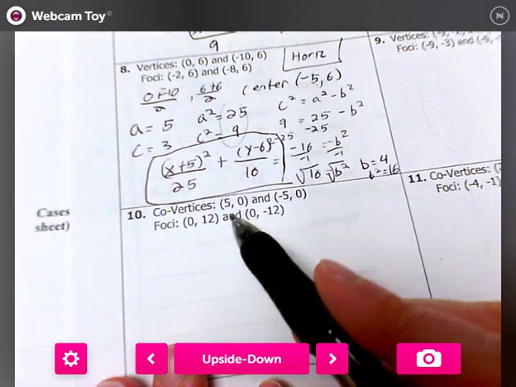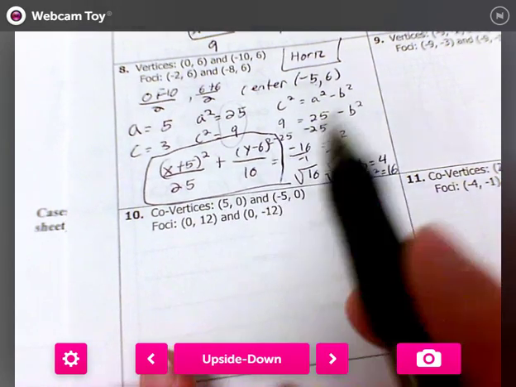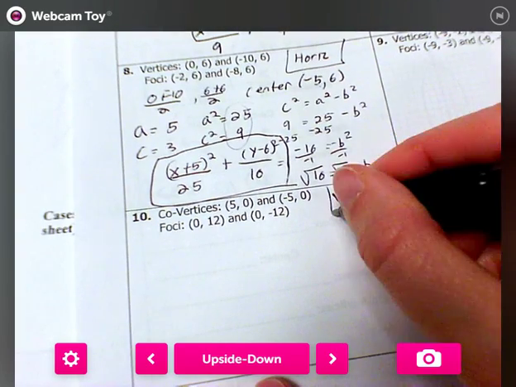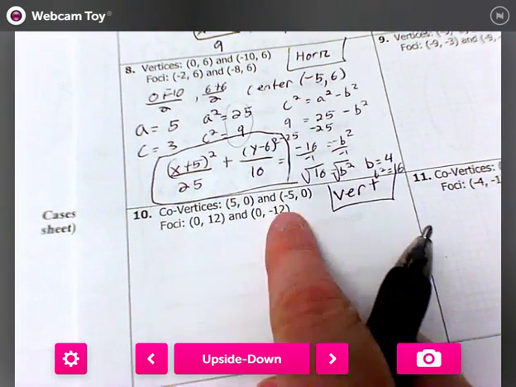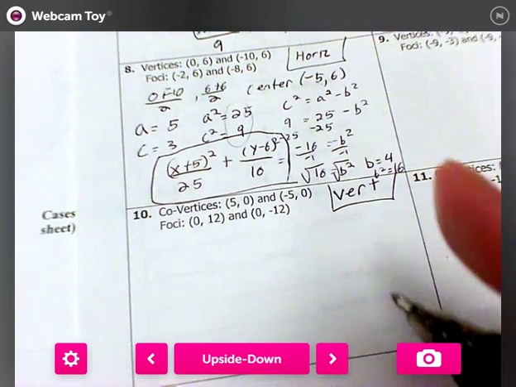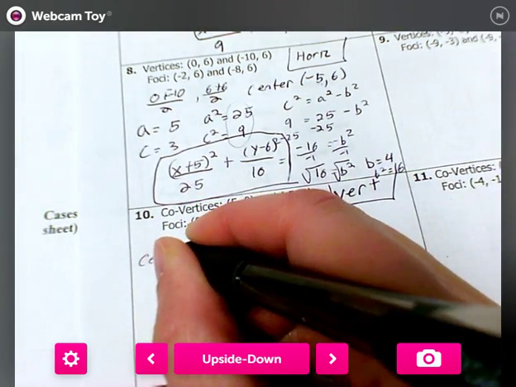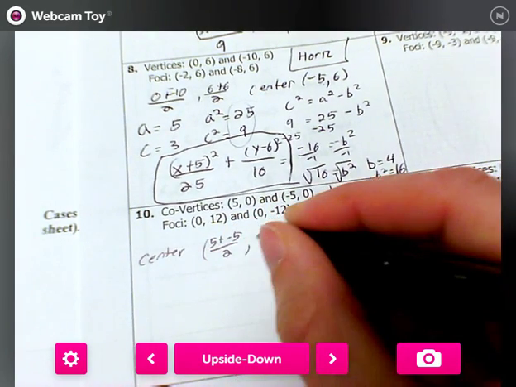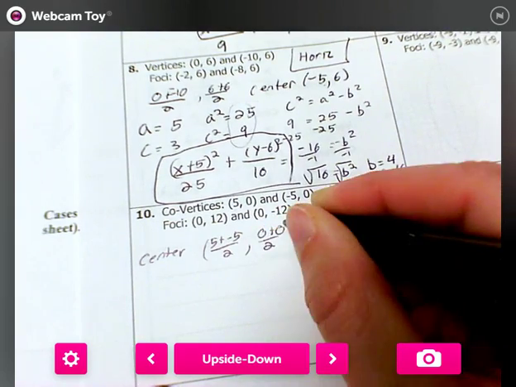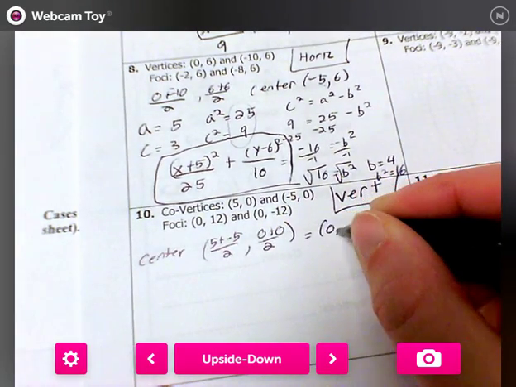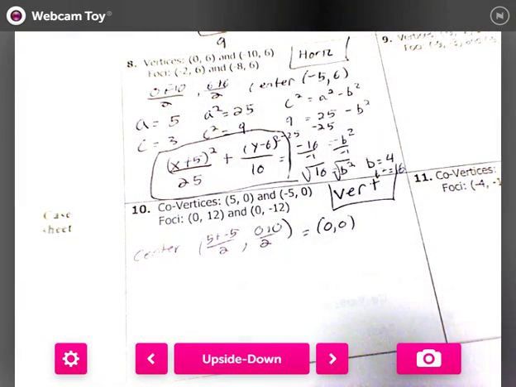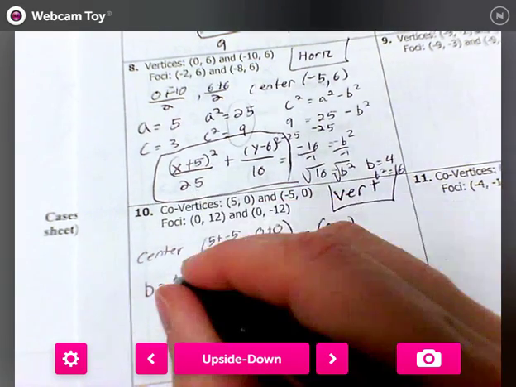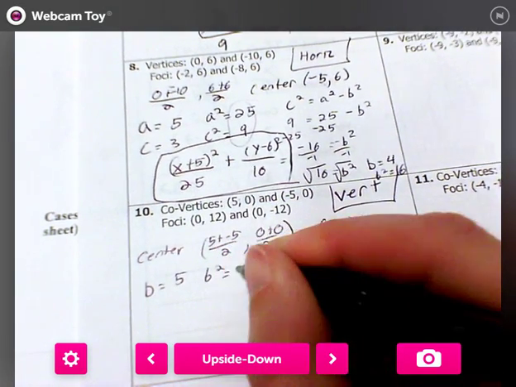Co-vertices. Co-vertices is showing us that it's changing in the x, and co-vertices are smaller, so this has to be vertical. Because you see the 12s, they're changing in the y. So now I want to find my center, and to do that I'm going to go 5 plus -5 divided by 2, and 0 plus 0 divided by 2. That's going to give me 0, 0 is my center. Oh, that's nice. Okay? Now, I know my b is 5, because the distance from 0 to 5 is 5. So b squared is 25.